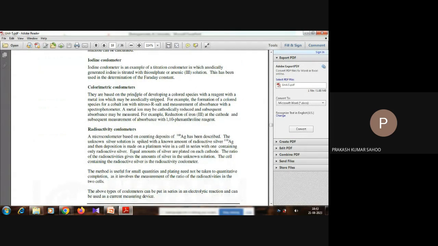Okay. Then the iodine coulometer. In iodine coulometry we have thiosulfate or arsenic 3 solution. Remember these names.